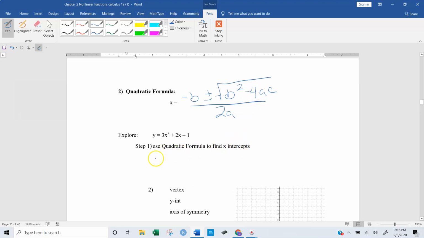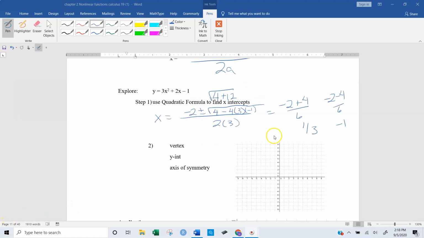So this is just another way of doing it. So we say x is equal to the opposite of b, which is negative 2, plus or minus the square root of b squared, 4, minus 4. A is 3. C is negative 1. Don't forget that. All over 2a. Okay? Let's plug that in there. Okay, when you type that in, you should have got 1/3, which is right here, and negative 1.